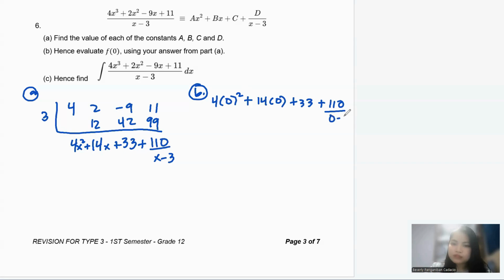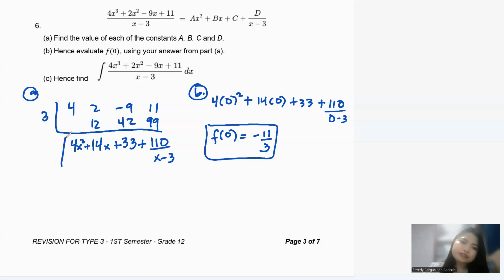I'm putting the 0 there: 0 minus 3, or just 0, negative 3, right? Okay, I just want to see the substitution, and when you put that in your calculator, it means that my f of 0 will just be negative 11 over 3. This is the answer.